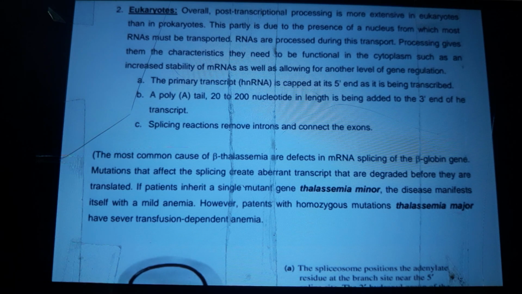So just about winding up this session of the lecture, and the remaining portions will be covered in the next lecture coming up shortly, right? So I'll just finish a few lines and that should be it. The processing gives them the characteristics they need to be functional in the cytoplasm, such as increased stability of mRNAs, as well as allowing for another level of gene regulation. So the primary transcript, hnRNA, is capped at its 5' end, and a poly A tail 20 to 200 nucleotides in length is added to the 3' end of the transcript, and splicing reactions remove introns and connect the exons, right? So that should be it for now.